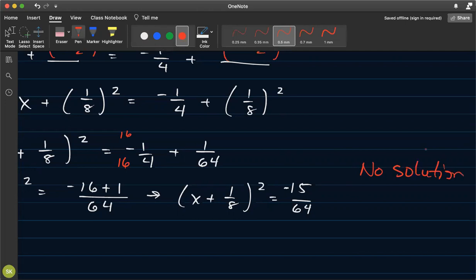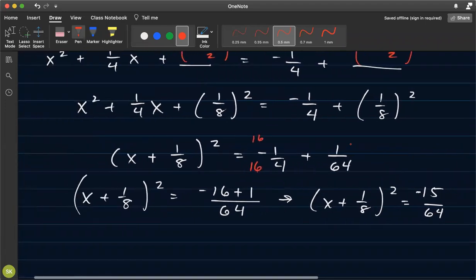In fact, you could take the square root and put in your calculator the square root of negative anything. Here, negative 15/64, but anything with a negative, you're going to get an error. And that should help you in case you get a little confused. There's no real solution here.